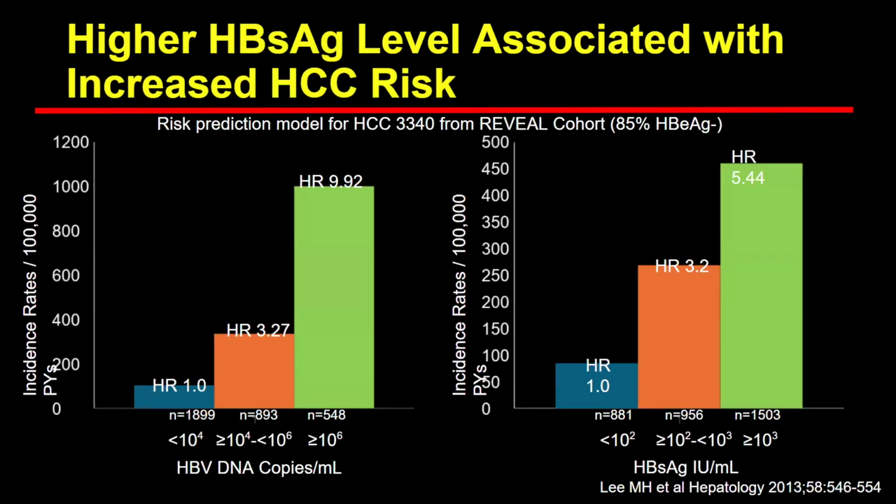And you can see that higher levels of surface antigen were associated with an increased risk of developing liver cancer. A surface antigen level greater than 1,000, shown in the green bar, was associated with an almost 5.5-fold increased risk of liver cancer compared to a level less than 100, shown by the blue bar. However, in the figure on the left, you can see that DNA was a stronger predictor of liver cancer than surface antigen level. Next slide, please.